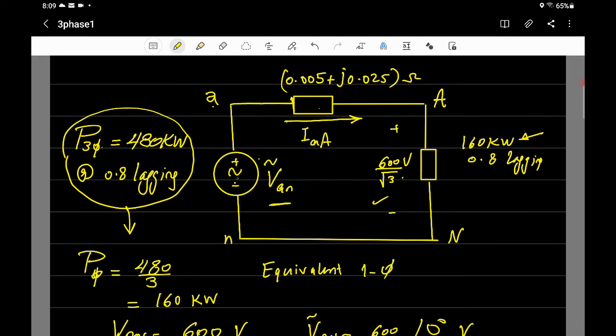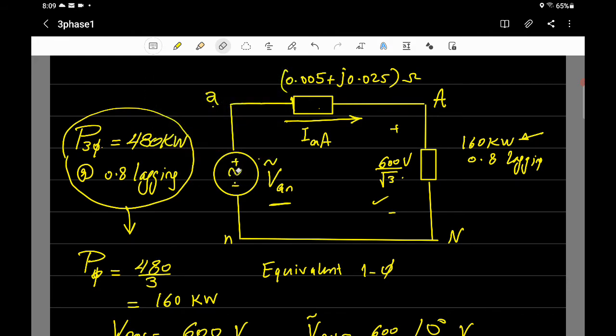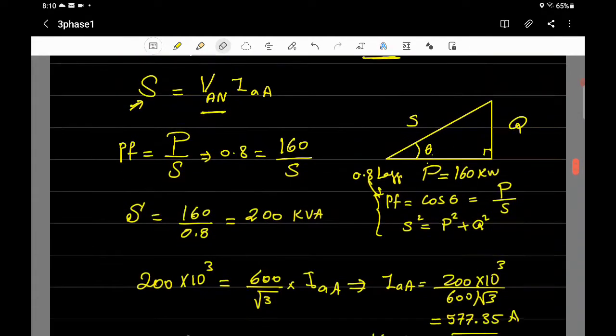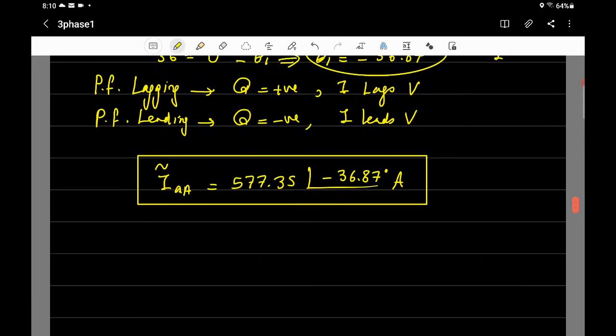If you want the voltage at the source, at this side, the voltage here is equal to the voltage at the load plus the drop. So VAN is equal to 600 over radical 3 plus the current IA that we got times this impedance. Okay, what will you get? You get VAN, the phase voltage at the sending end. So let's do that.